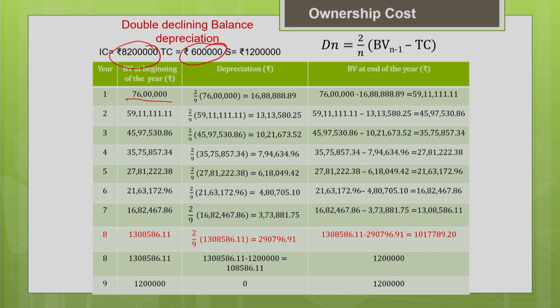Now what is the depreciation for year 1? It is nothing but 2 by n multiplied by book value. Already we have deducted the salvage value, so we need not deduct it every time. So 2 by n multiplied by the book value. Here n is 9. So 2 by 9 multiplied by the book value, which is your 76 lakhs. That gives you the depreciation.